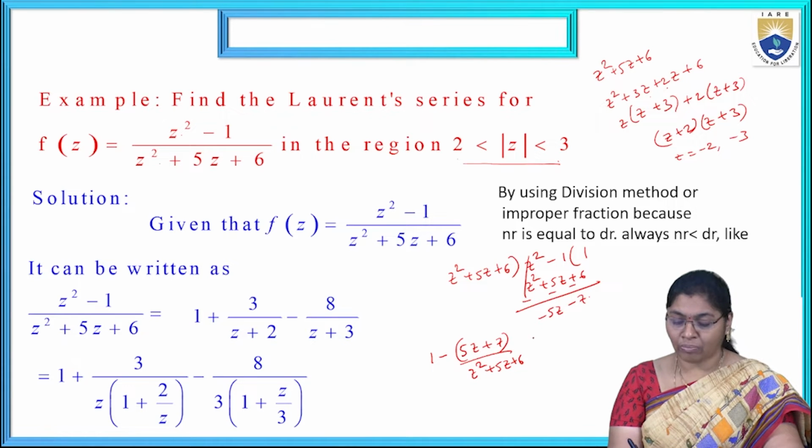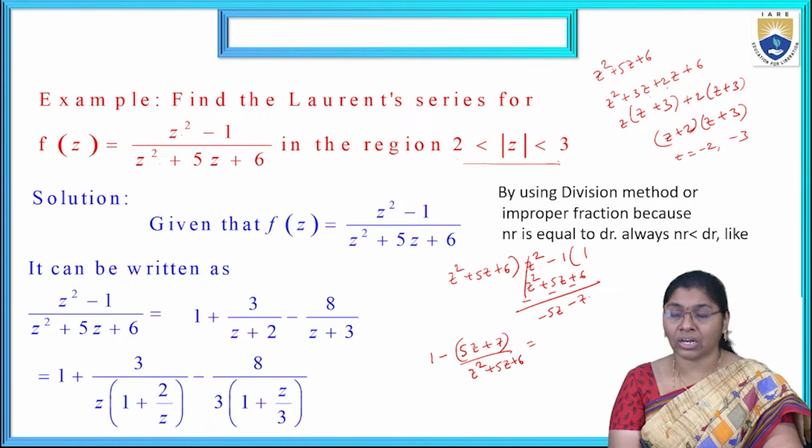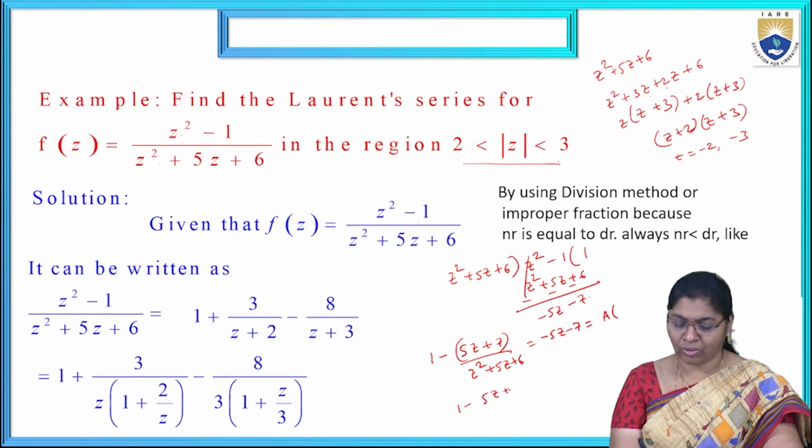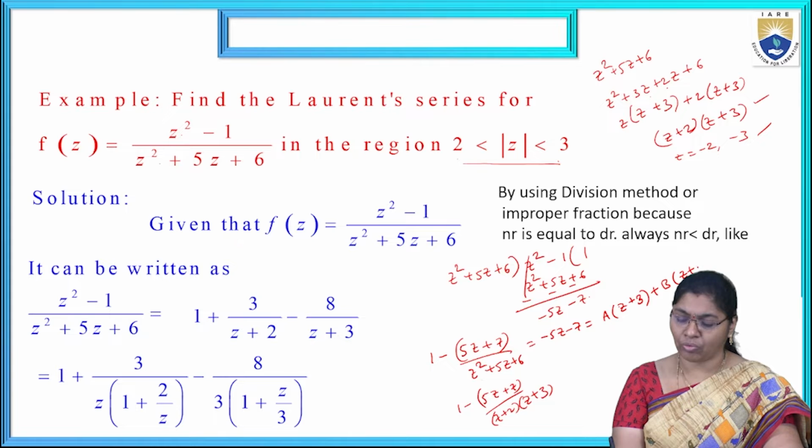Now here partial fractions are available, because the numerator is of lesser order than the denominator. That means 5z plus 7 equal to a of, now the denominator roots we already calculated, that is z plus 2 into z plus 3. That means here it is a into z plus 3 plus b into z plus 2.